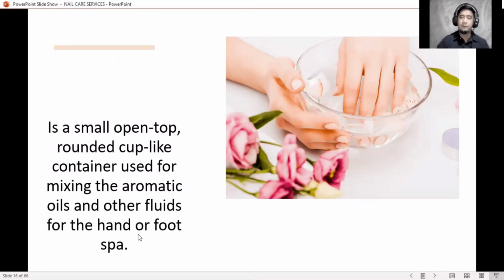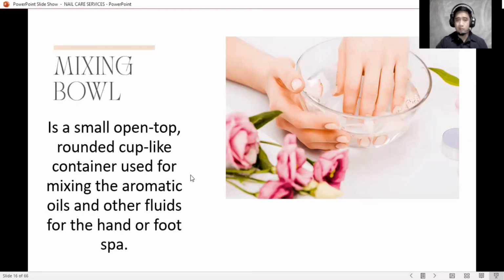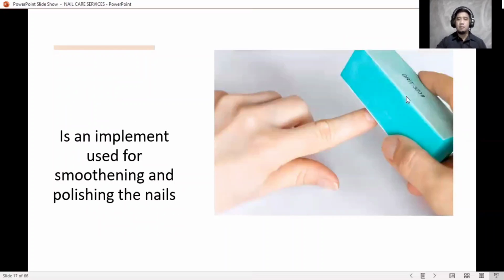Okay, so it's either for hand spa or foot spa. This one we call mixing bowl. Okay, we call it mixing bowl because we put the oil and other fluids in that bowl. Okay, we mix.